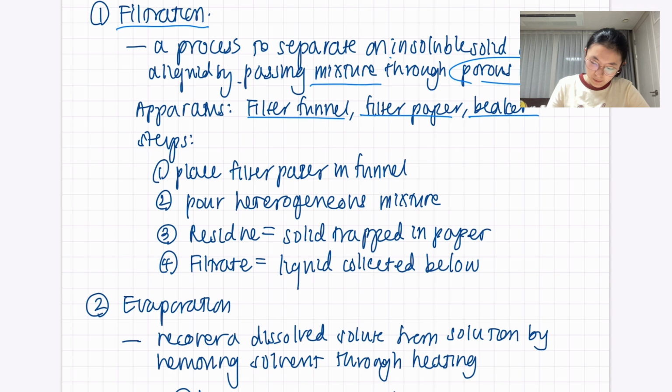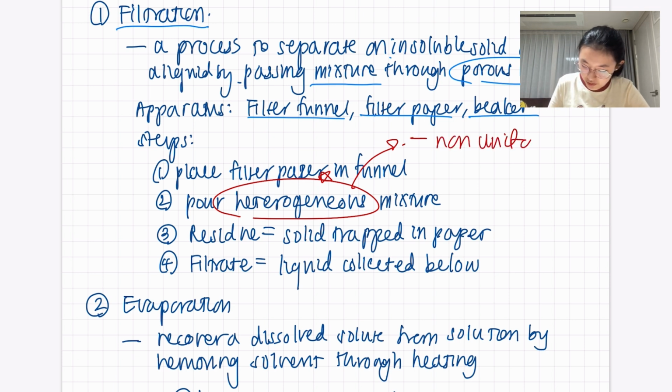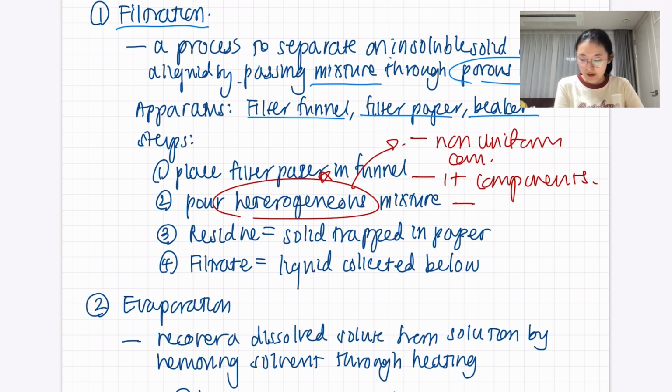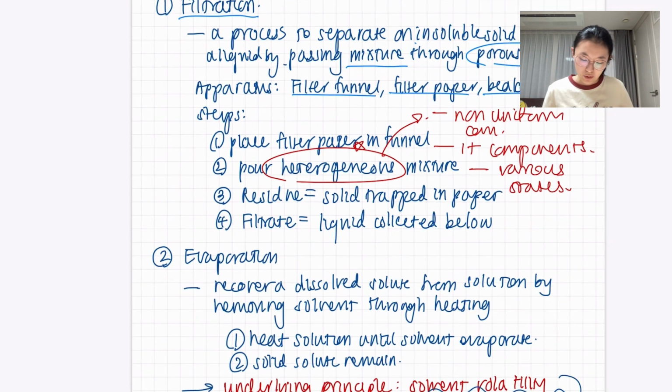Now, some of you might have heard the word heterogeneous, but you may not exactly know what it means. A heterogeneous mixture, compared to a homogeneous mixture, is one that has usually a non-uniform composition, and we can visibly see that there is more than one component involved. And sometimes heterogeneous mixtures have various states in one mixture.